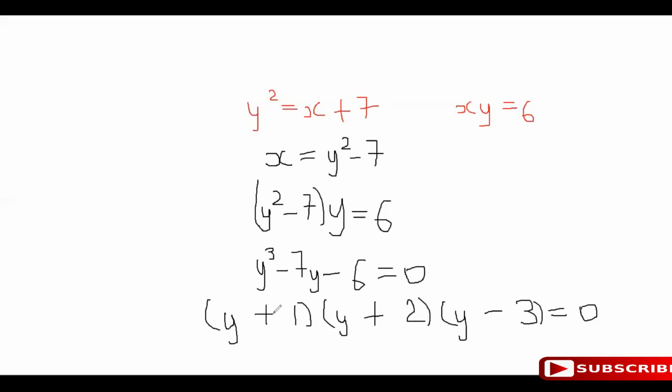All right? And we work it back out. This gives us the y cubed. 1 times 2 is 2. 2 times negative 3 is negative 6. Voila. So this is right.